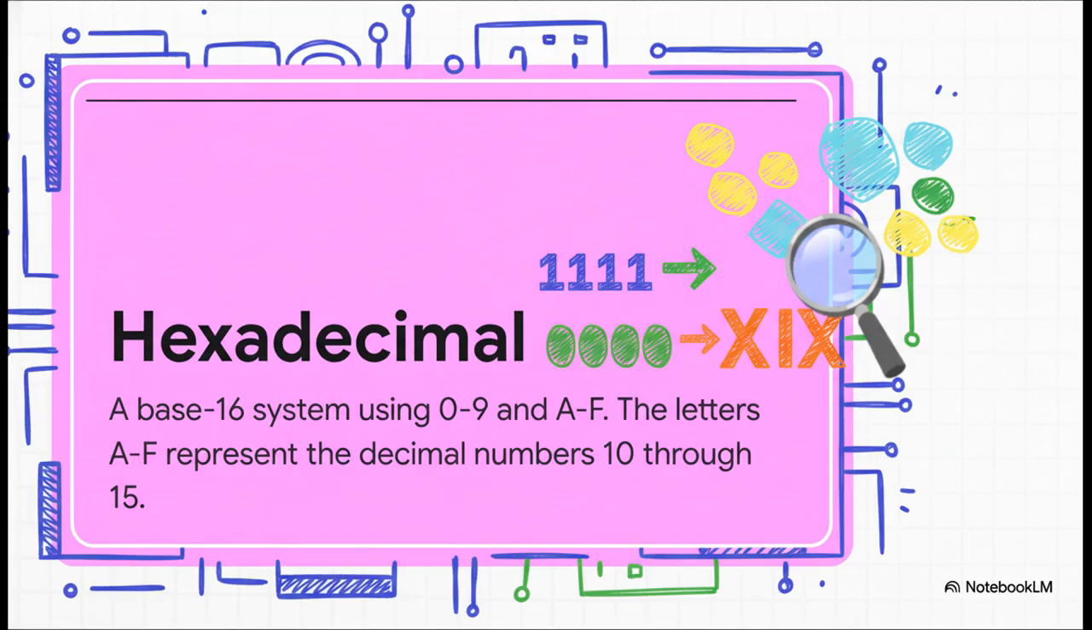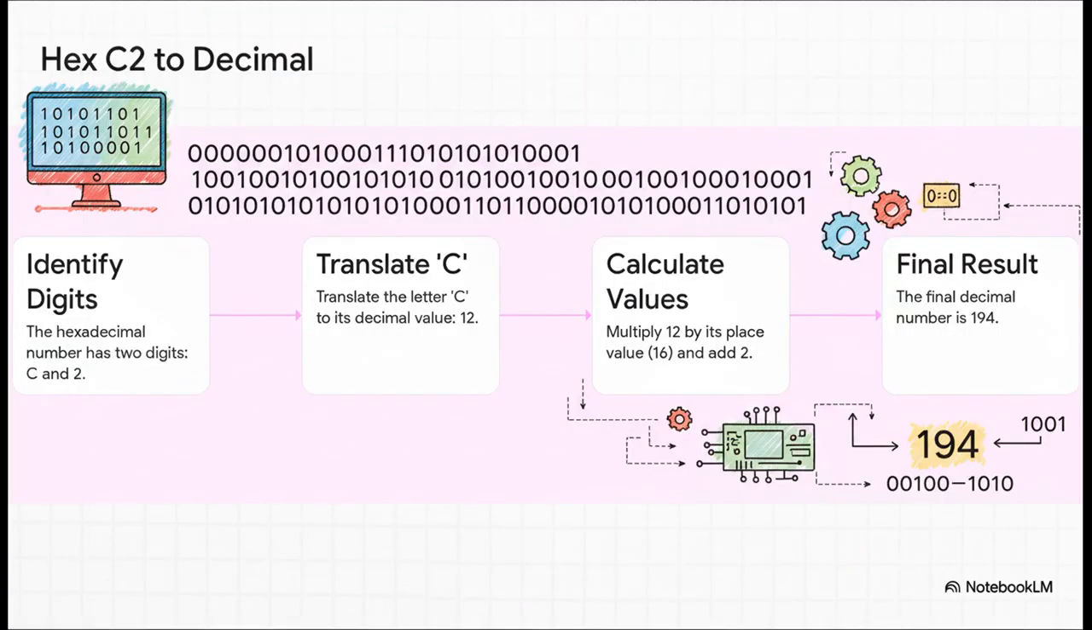To represent the values from 10 all the way to 15 as single characters, hexadecimal simply uses the letters A through F. So that remainder of 10 from our last step becomes the letter A. This gives us our final hexadecimal number, 2A. You've probably seen this system all over the place, like in web design, where a color like pure white is just written as #FFF. Now let's try this in reverse.